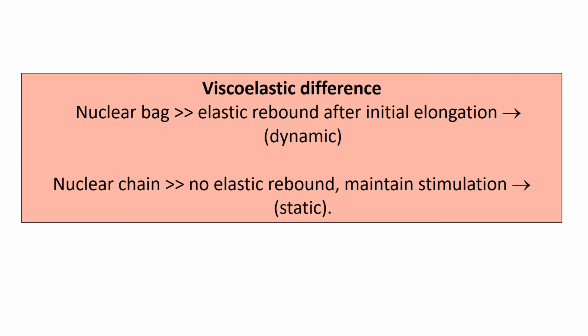They stop discharging after a short time of stretching. Even if the stretch is maintained, they stop discharging because they can rebound by their elastic characteristic after initial elongation, so they are responsible for the dynamic response. On the contrary, the nuclear chain has no elastic characteristic, no elastic rebound, so on maintained stimulation they are stretched all the time and continue discharging all the time, so they are responsible for the static response of muscle stretching.